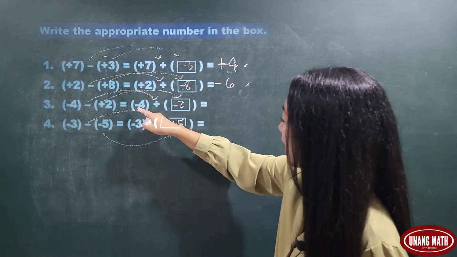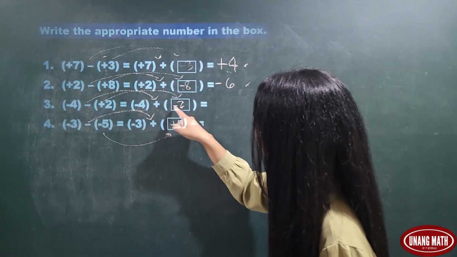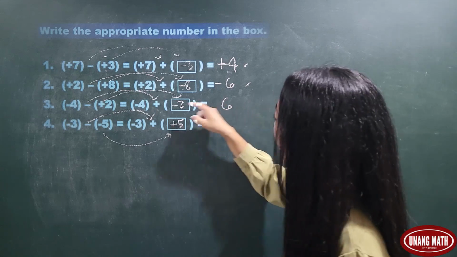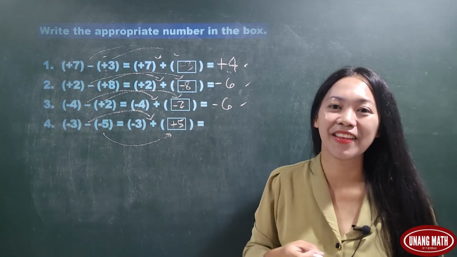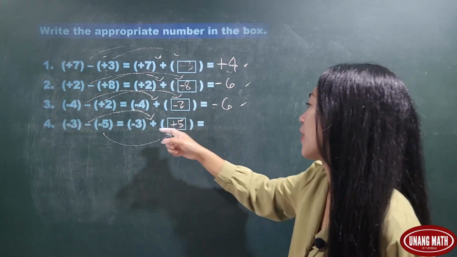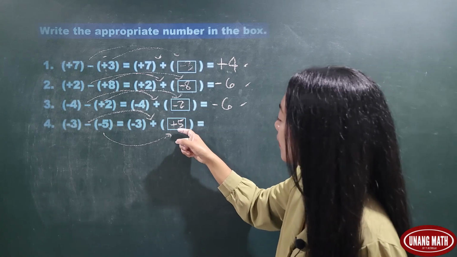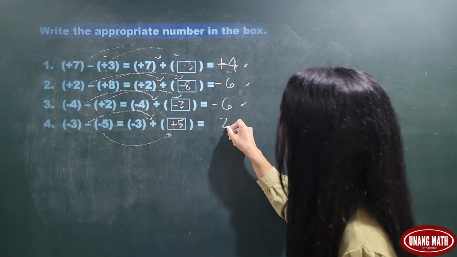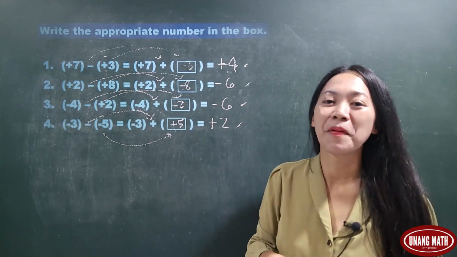How about number 3? Negative 4 plus negative 2. Two negative numbers, we just need to add 4 plus 2, 6, and copy the negative sign. So the answer is negative 6. How about number 4? Negative 3 plus positive 5. Get the difference, 5 minus 3, 2. Copy the sign of the larger number, positive. So the answer is positive 2.